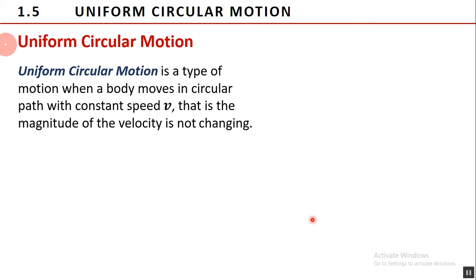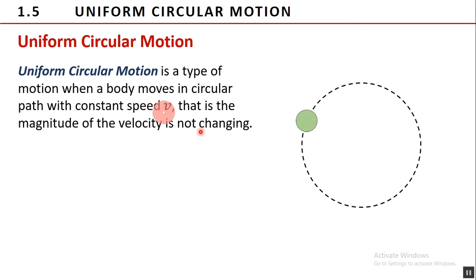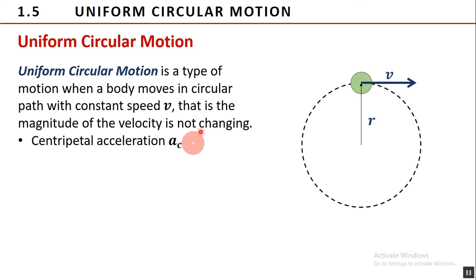Uniform circular motion is a type of motion when a body moves in a circular path with constant speed v, that is, the magnitude of the velocity is not changing. However, in order for a body to turn around the circular path, the direction of this velocity is continuously changing. This change in direction corresponds to an acceleration called centripetal acceleration, a sub c, that compels the body from straight line motion into circular motion. In the next section, we will discuss the kinematic quantities and equations for this type of motion.